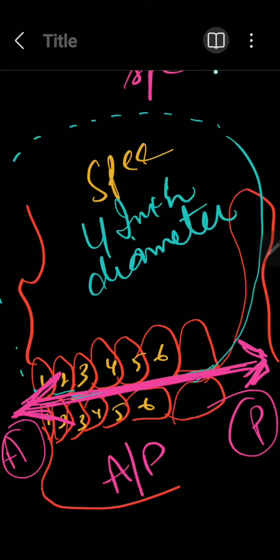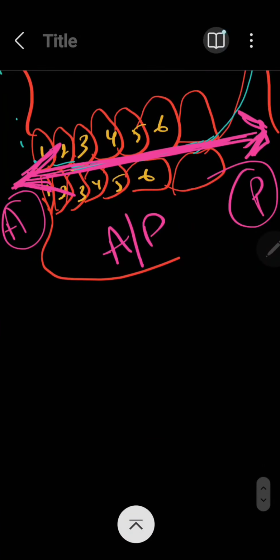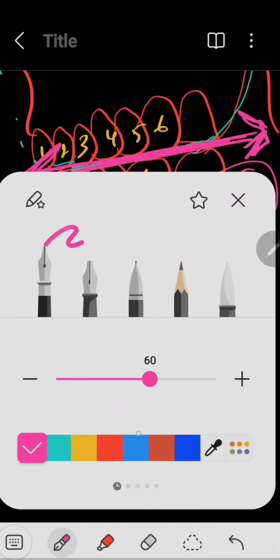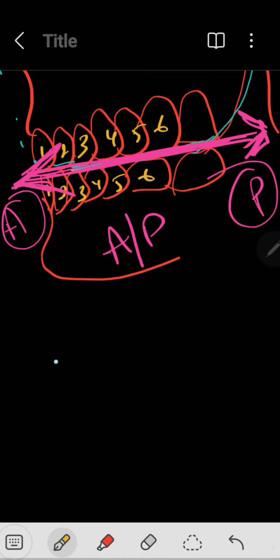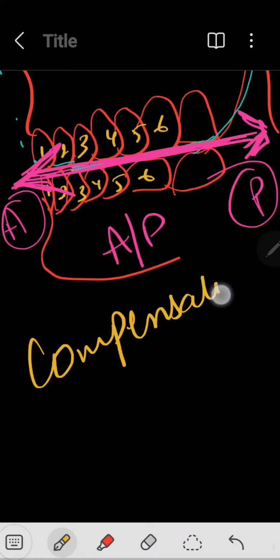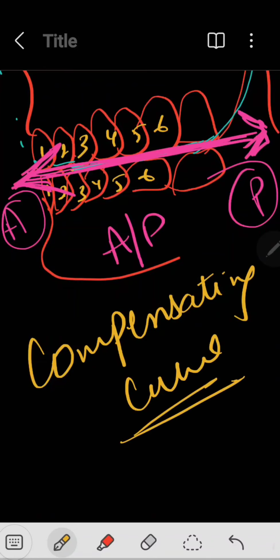If we talk of complete dentures, in complete dentures this is also called a compensating curve. I hope you all remember what a compensating curve is. This is one of the anteroposterior compensating curves. So this is important.